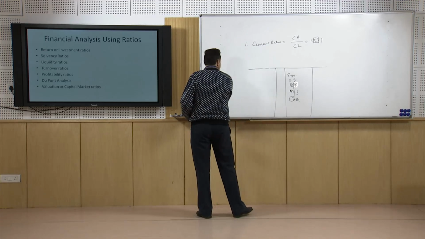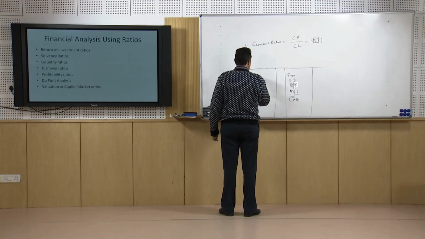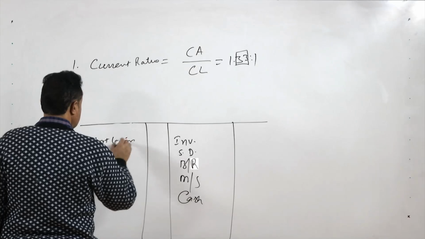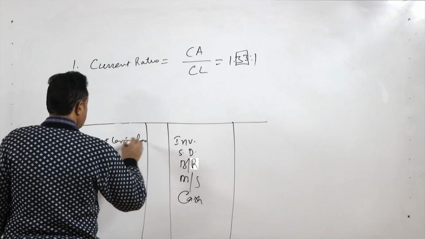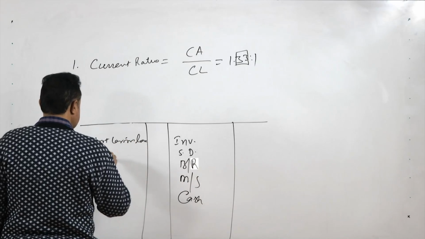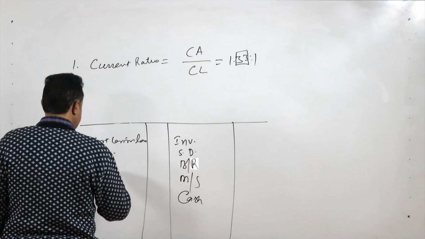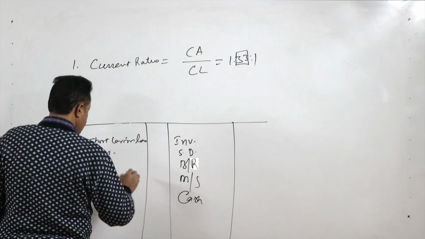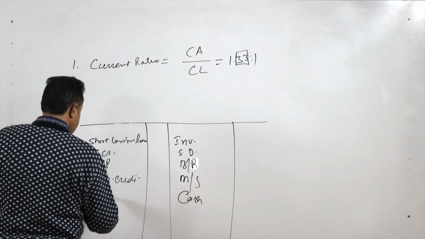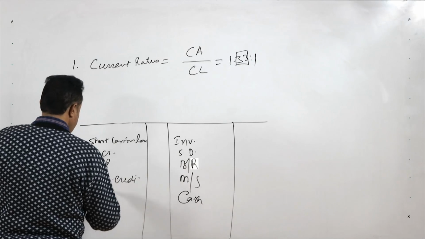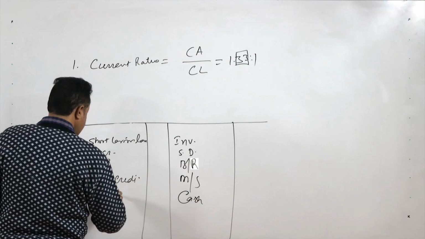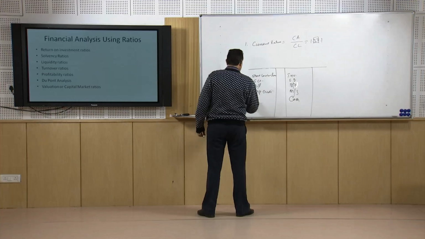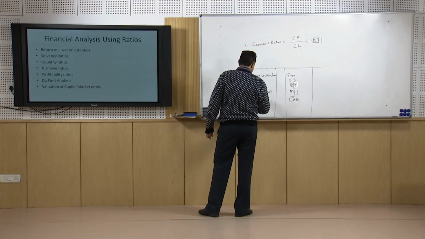when any liability becomes due to be paid, say short term loans, then we have sundry creditors, then bills payable, then expense creditors, and similarly sometimes the bank overdraft is considered as different from the short term loans. So this is also one liability, bank overdraft.